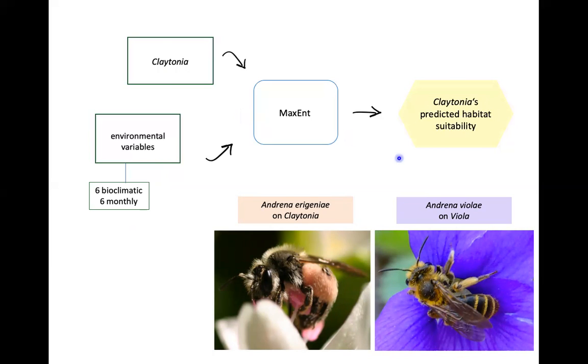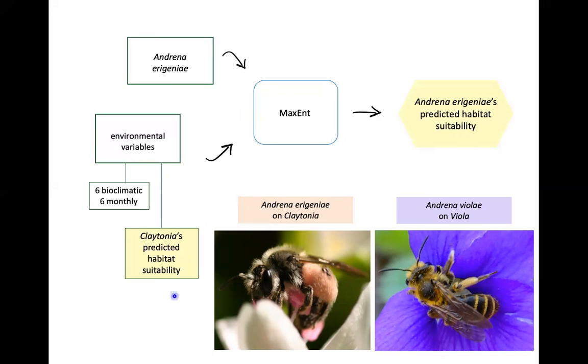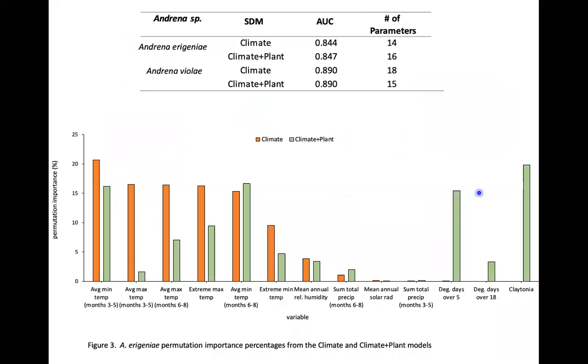And so the same process was done for the Andrena to get its predicted habitat suitability, but now I could compare these results to another species distribution model made with the inclusion of its host plant, Claytonia. And so I'd have one model with climate variables called climate and another model with climate variables and its host plant called climate plus plant. This whole process was done for Andrena violae as well.